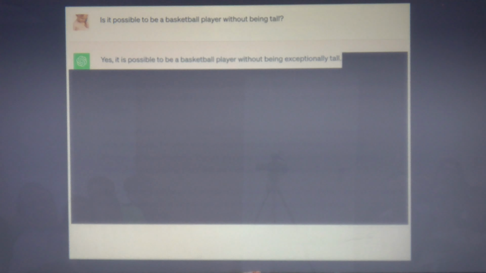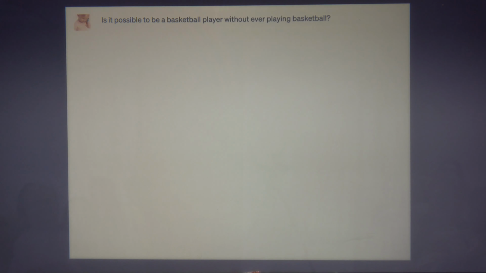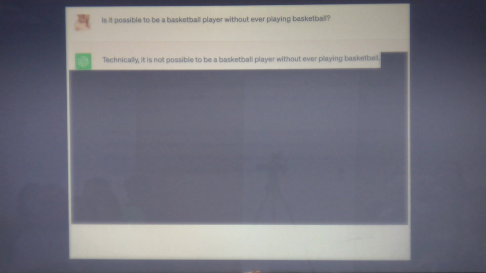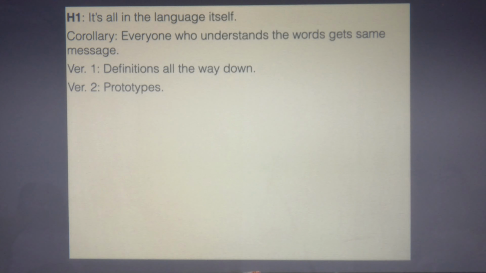And actually, just to make sure ChatGPT really understood this, is it possible to be a basketball player without being tall? Yes, it is possible to be a basketball player without being exceptionally tall, which seems right. Is it possible to be a basketball player without ever playing basketball? Technically, it's not possible to be a basketball player without ever playing basketball, which also seems right. There's a difference here. If Tyrone is a basketball player and you don't infer that he plays basketball, you have fundamentally misunderstood the words in the sentence, but not knowing whether he's tall or short seems like something else.